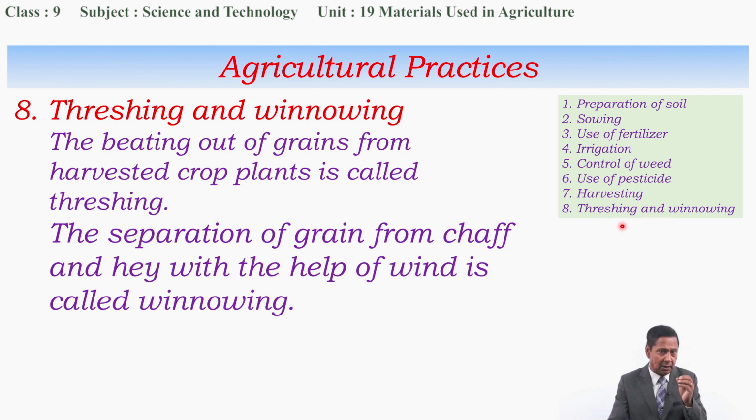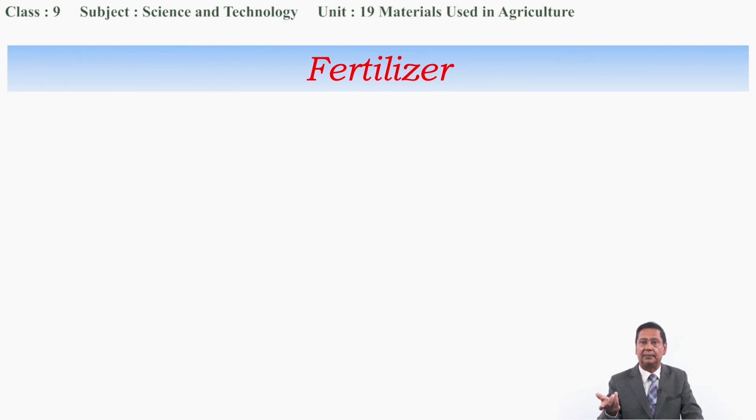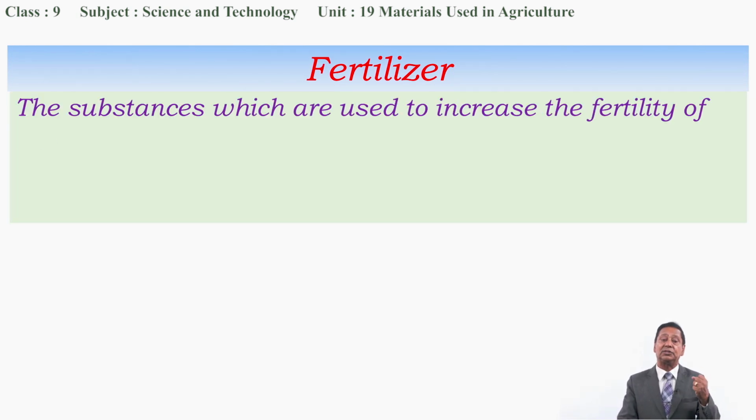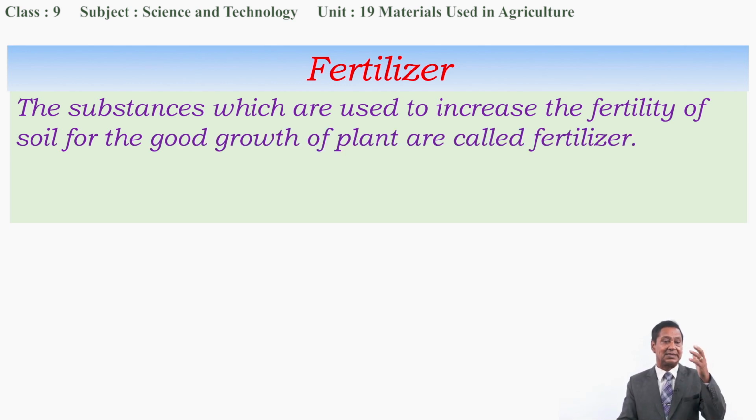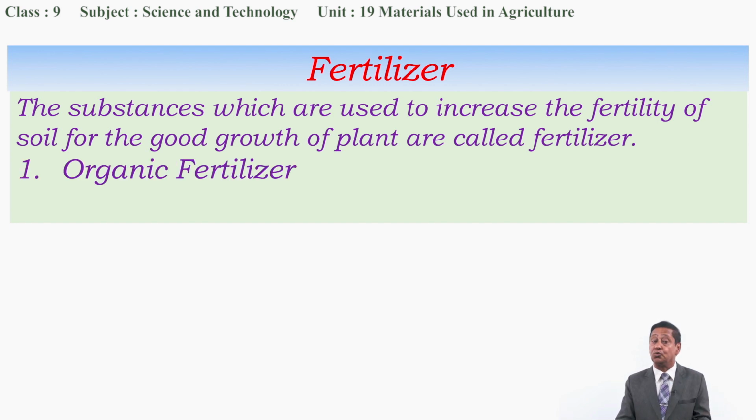And what I told you, I'll talk about this fertilizer later. Now time came to talk about the fertilizer. Now we are going to talk about the fertilizer which we use in the field. What is fertilizer? If someone says, what is fertilizer? We can say like this: the substances which are used to increase the fertility of soil for good growth of plant are called fertilizer. It is classified into two types.